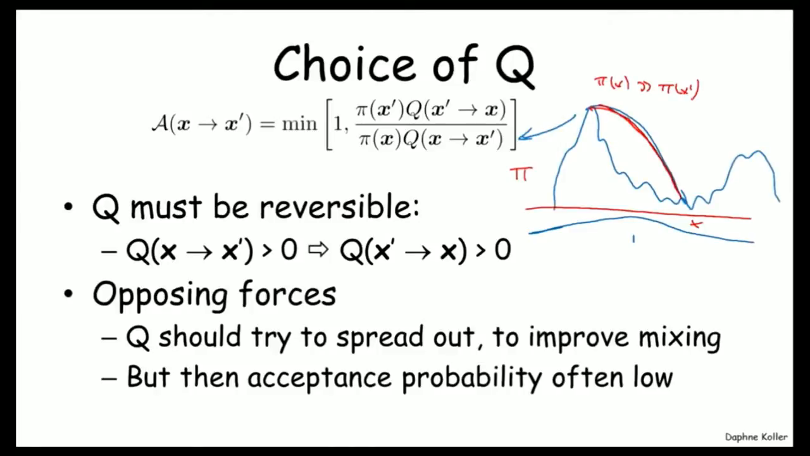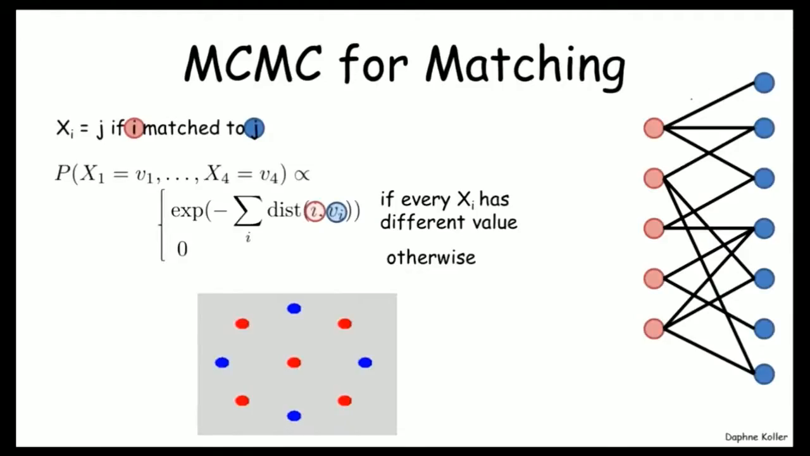And so this is a real tension in the design of proposal distributions Q. So let's take an example of a Markov chain where proposal distributions can make a very big difference. This is a problem that you wouldn't necessarily immediately think of as a graphical model, but it can be formulated as one, and it's a matching problem. And we'll see it in other settings as well.